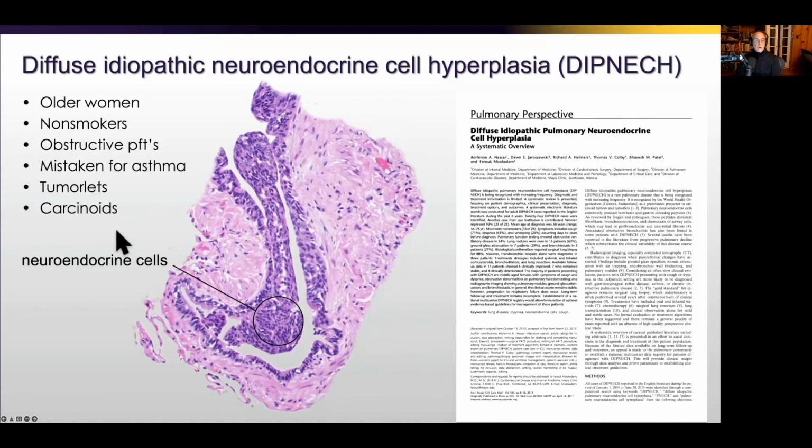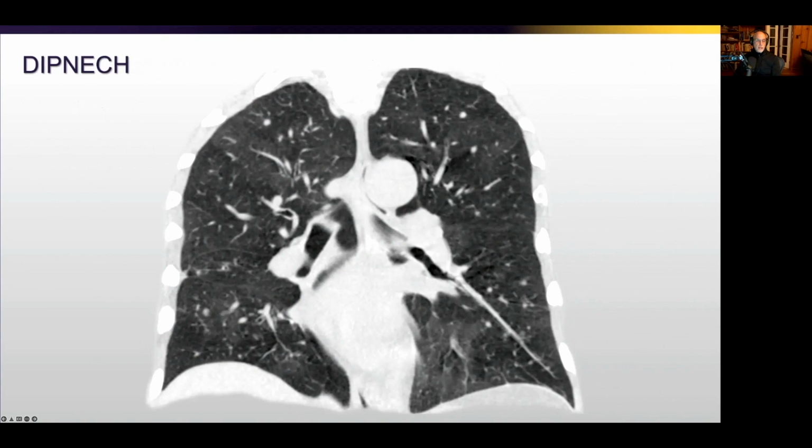Diffuse idiopathic neuroendocrine cell hyperplasia. This is a group of usually older women who are non-smokers, usually mistaken for asthma. You and I, as the radiologist, are going to make the diagnosis. There are normally neuroendocrine cells within your airways, but in some people, you'll get hyperplasia of these neuroendocrine cells, and it results in mosaic change.